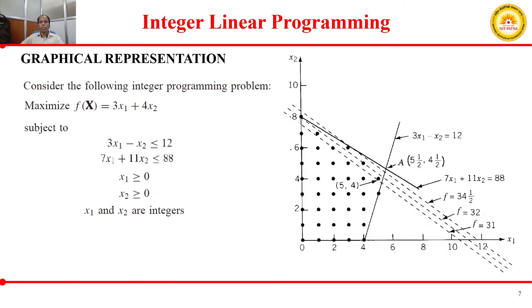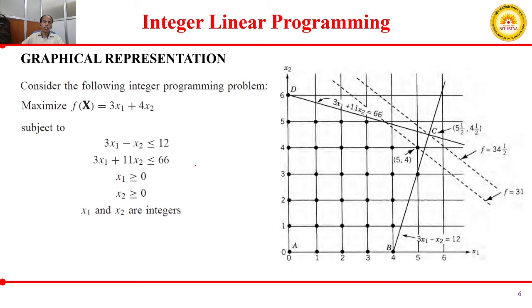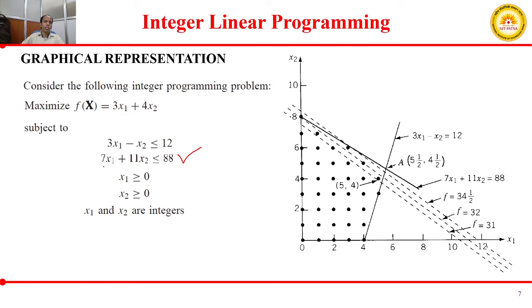Okay, let us re-examine the same problem, but we have changed the constraint. Previously we had one constraint line, that is 3x1 plus 11x2 is less than equal to 6. Now we have changed this constraint to 7x1 plus 11x2 is less than equal to 88. Okay, so all the other constraints are the same, x1, x2 and 3x1 minus x2.